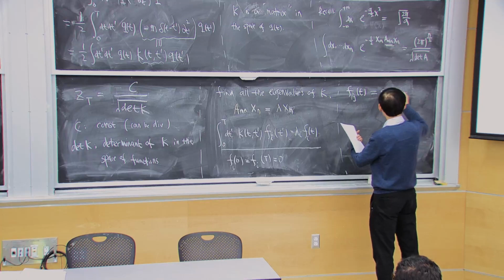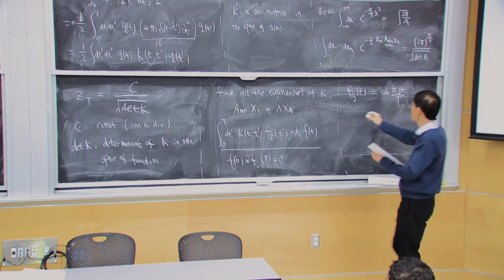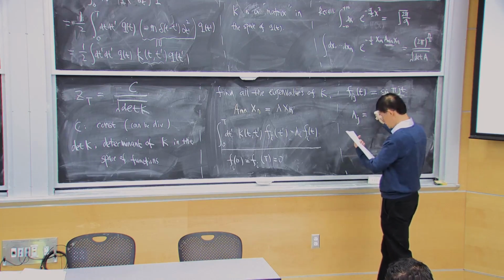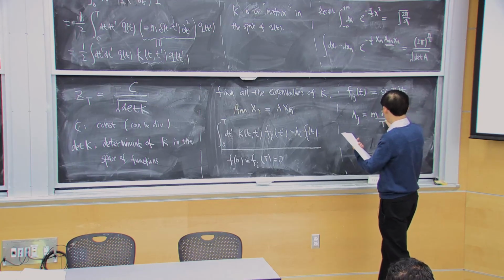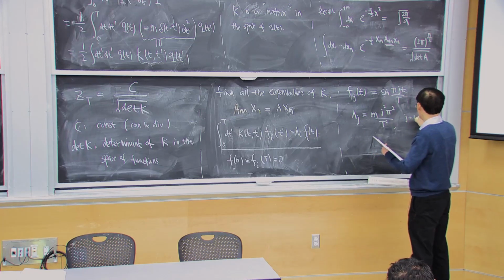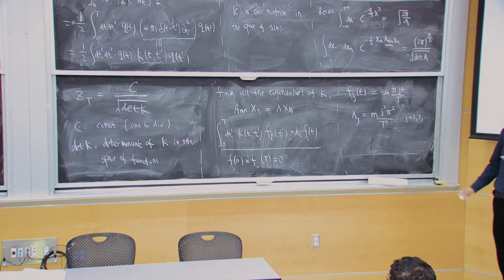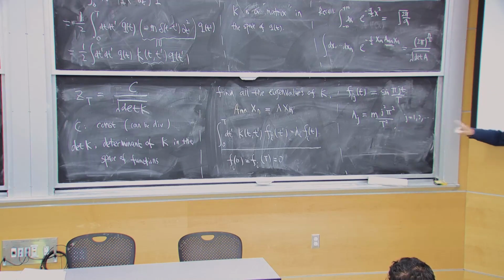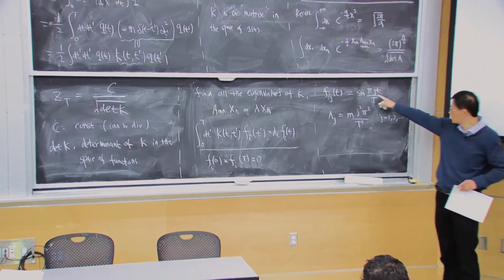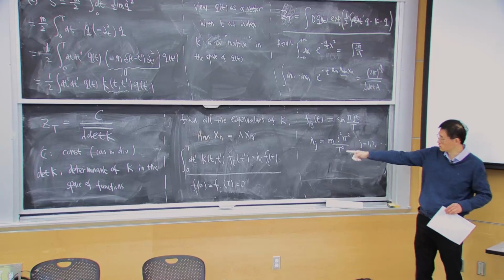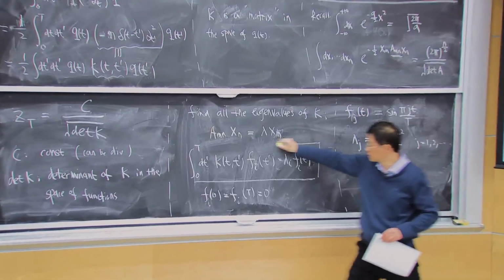So the eigenfunctions are sine of pi J t divided by capital T, with eigenvalues lambda j equal to m j squared pi squared divided by T squared, and j equal to 1, 2, etc. So even though both indices of k are continuous, the eigenvalues are discrete. The eigenvalues are discrete and infinite; you just label them by integer j. You can easily convince yourself by just solving this equation. It's easy to solve.